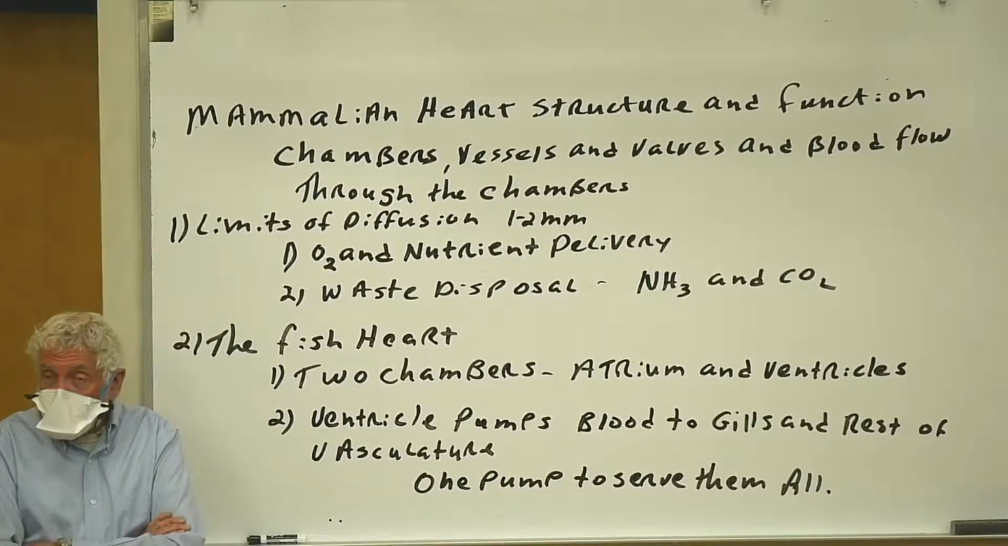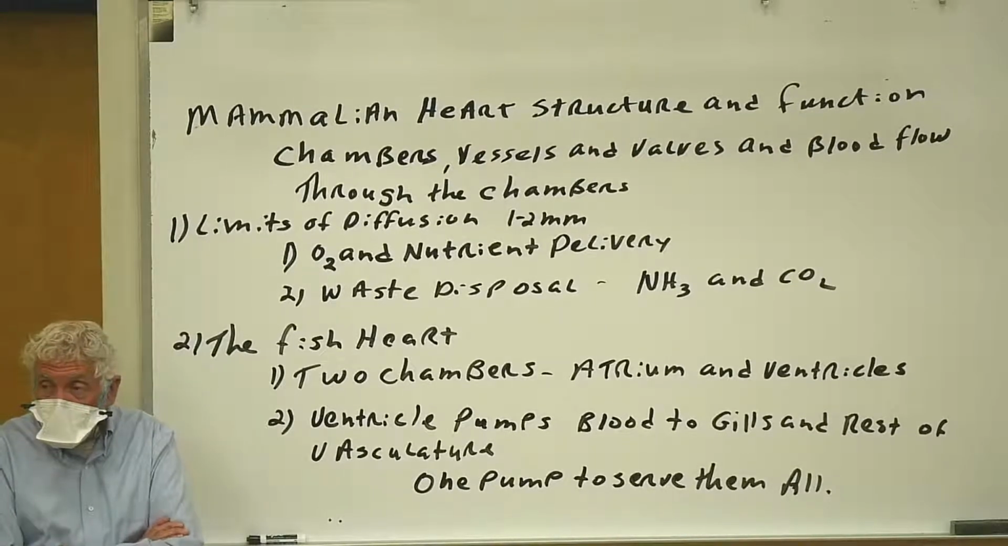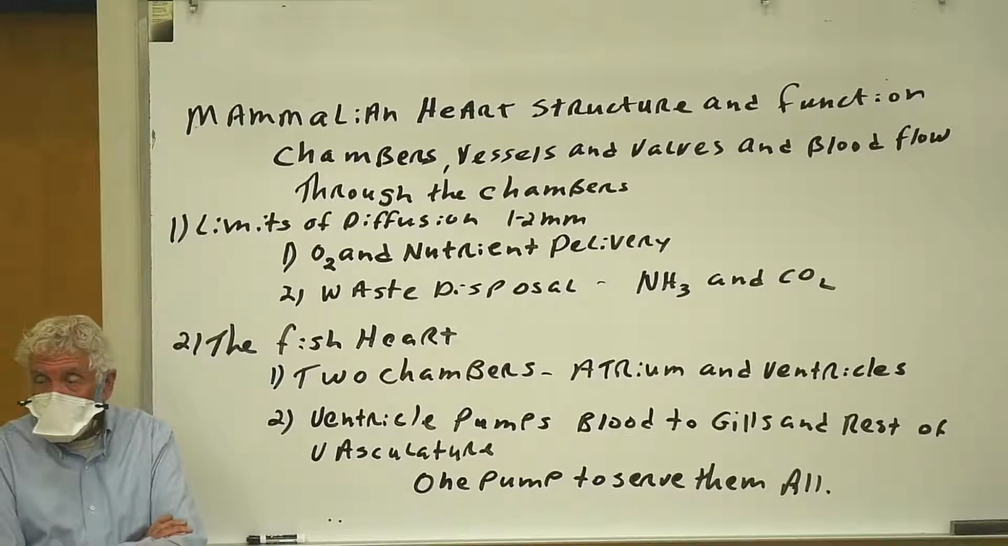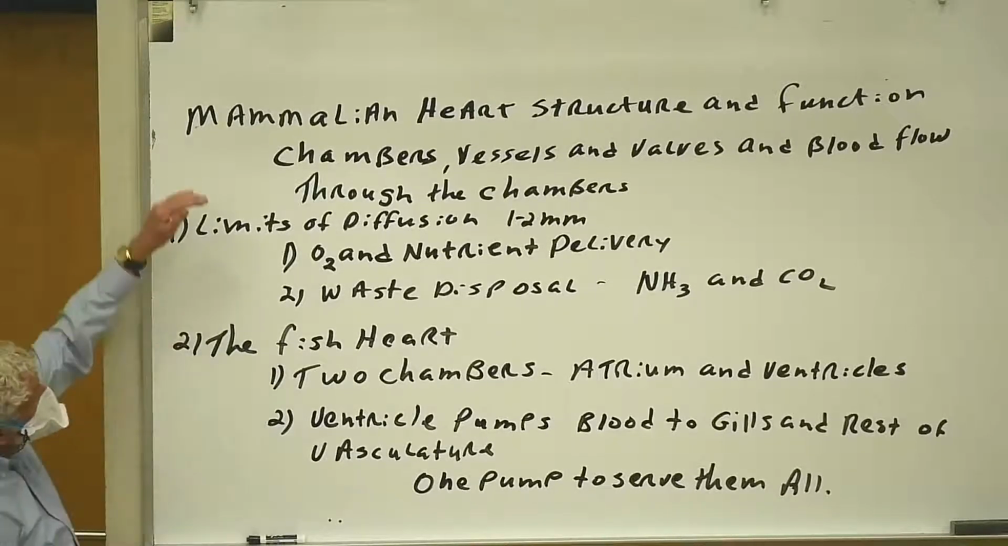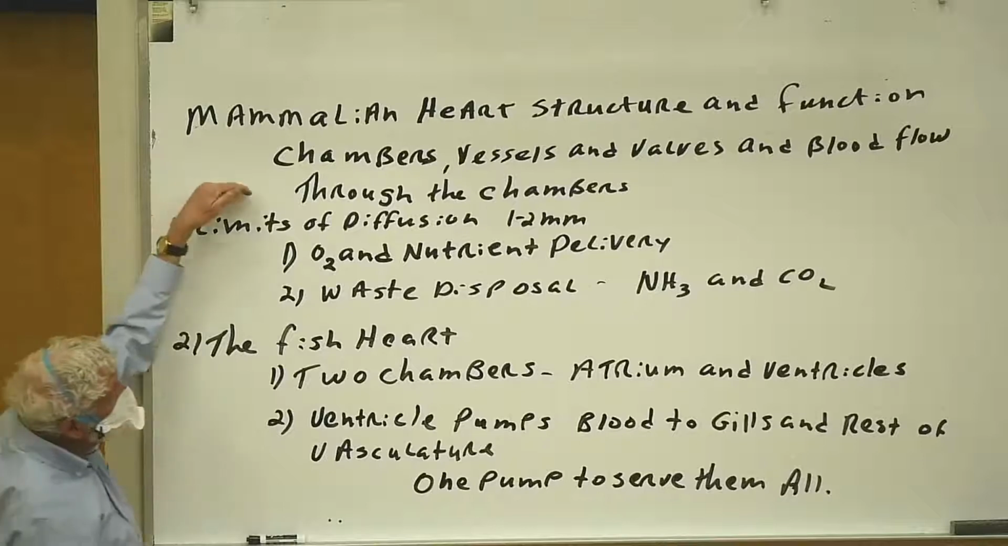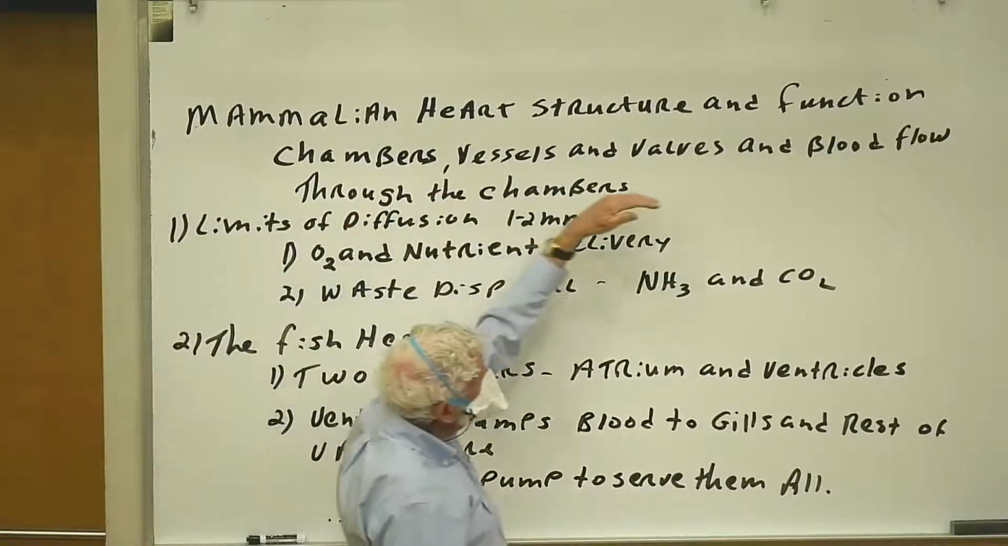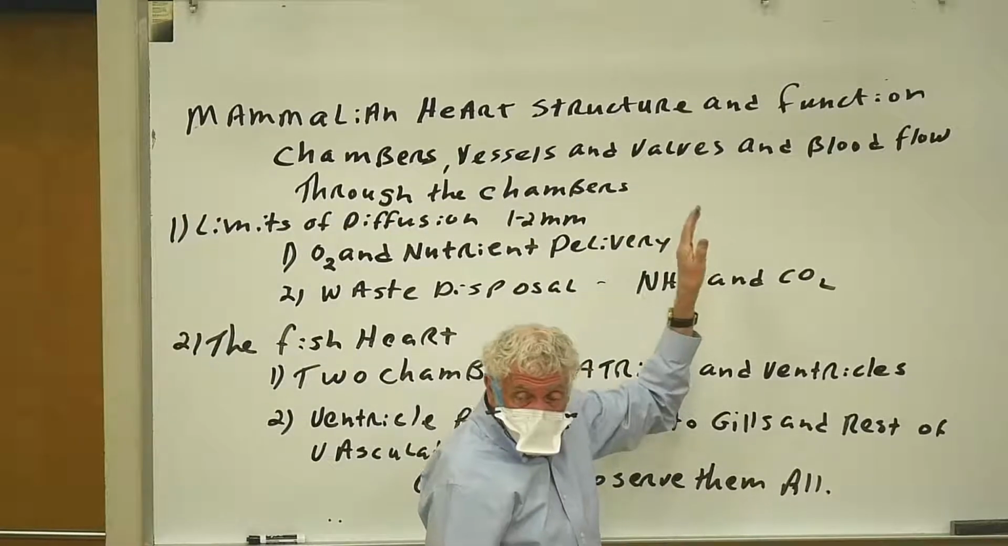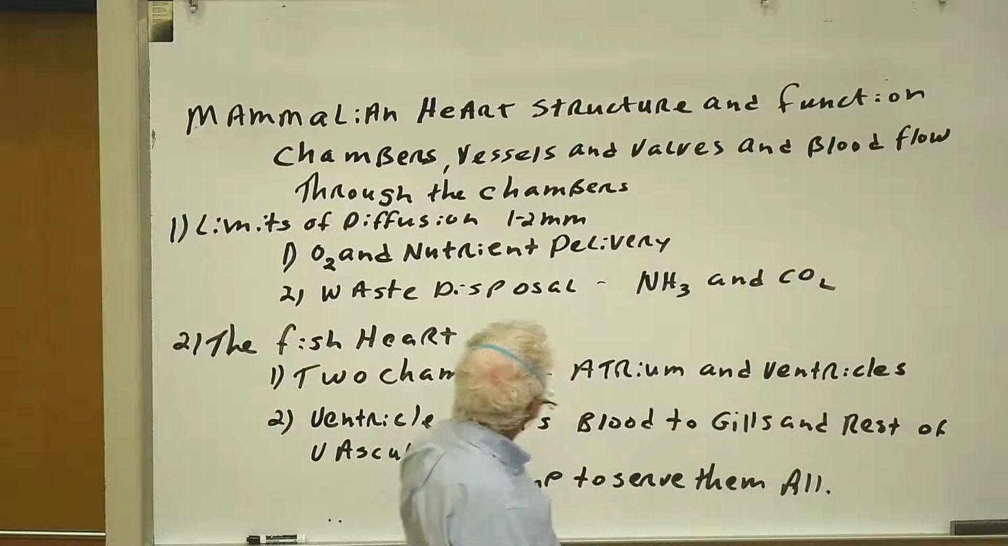So what we're going to do today is start a new topic. We're going to start into the cardiovascular and blood and immune section. The first discussion is going to be about the mammalian heart, its structure and function. By the end of the discussion today, we'll have gone through the chambers of the heart, their vessels and the valves, and the blood flow through these chambers and across the valves.